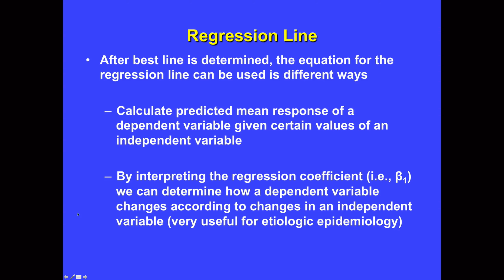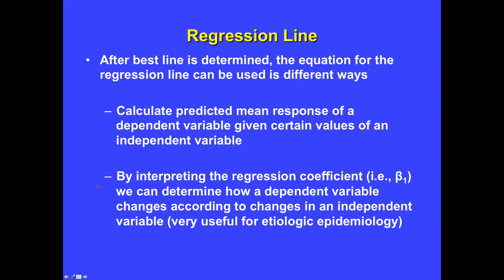Another example, certainly in etiological epidemiology, you can interpret the regression coefficient, particularly beta 1, and in doing so, this allows us to make inference about how a dependent variable changes according to change in an independent variable. So this is quite commonly used and very useful within the context of etiologic epidemiology.